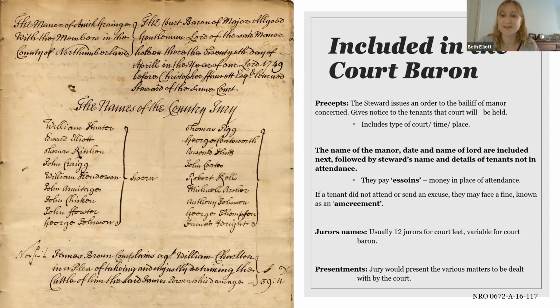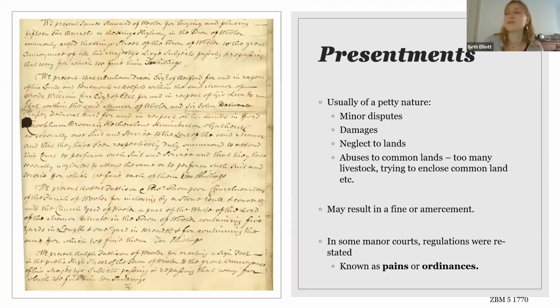So these are the various matters that the jury puts forward, which are to be dealt with at court. And obviously I've already talked you through one. But basically these are usually minor disputes. They can be quite petty. We get damages, neglects to land, abuses to common land. So too many livestock, trying to enclose common land, so maybe encroaching. They could result in fines or amercements.